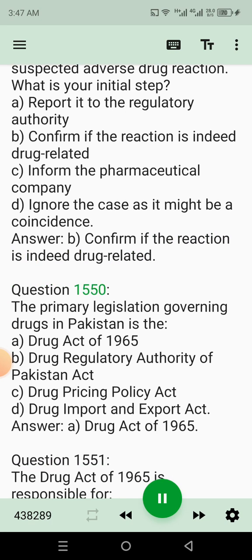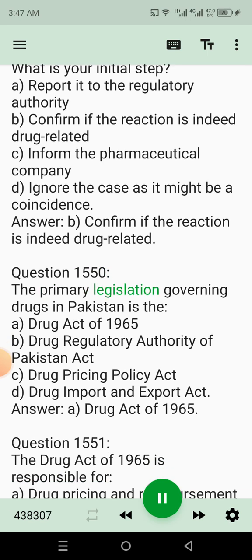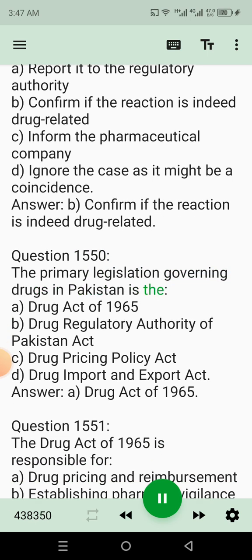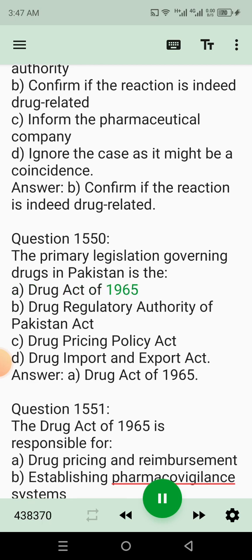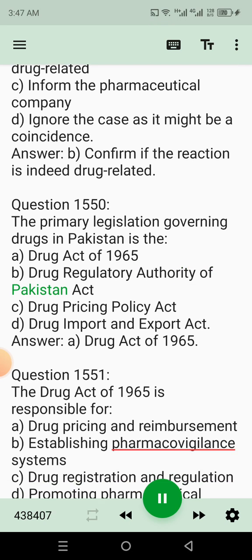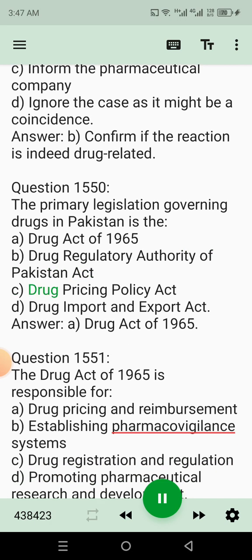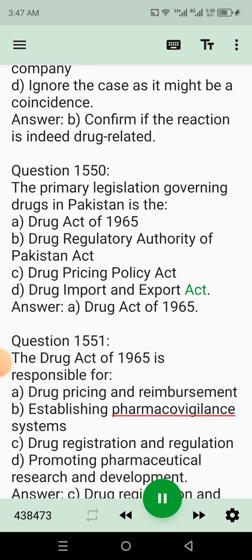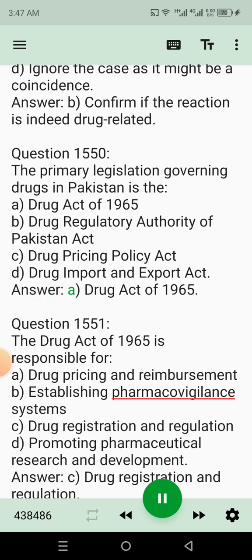Question 1550. The primary legislation governing drugs in Pakistan is the A. Drug Act of 1965. B. Drug Regulatory Authority of Pakistan Act. C. Drug Pricing Policy Act. D. Drug Import and Export Act. Answer: A. Drug Act of 1965.